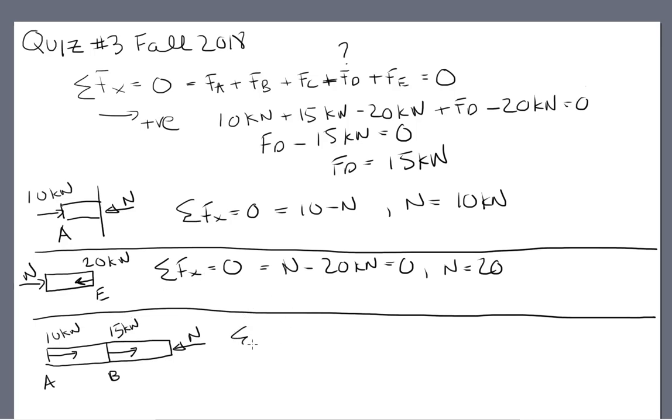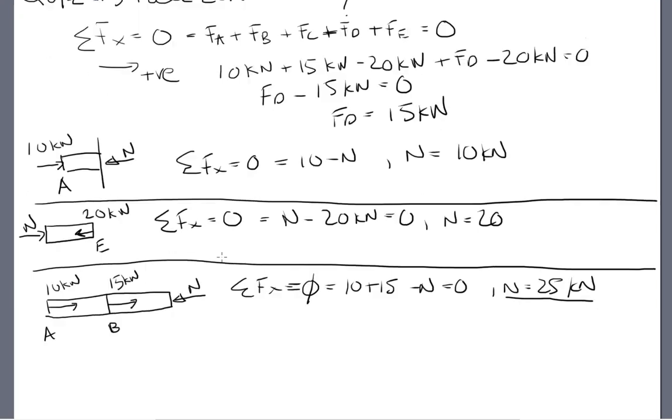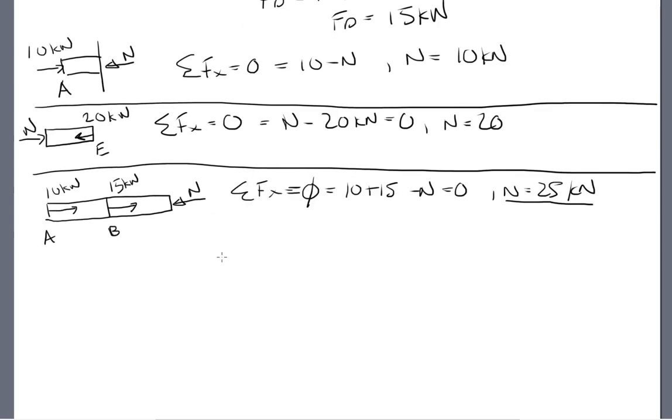Right? So sigma Fx equals 10 plus 15 minus N equals 0, or N equals 25 kilonewtons. Okay? So what that's saying is that the reaction there has to, since we're in static equilibrium, offset or counteract these two forces here. So the internal load here is 25 kilonewtons. Okay, and we get that through method of sections and free body diagrams. Let me scroll down.